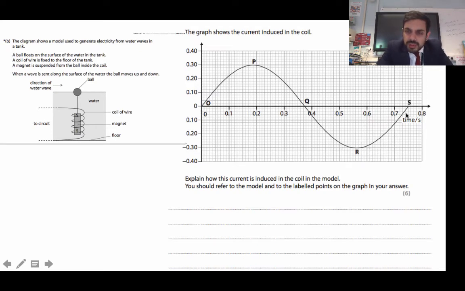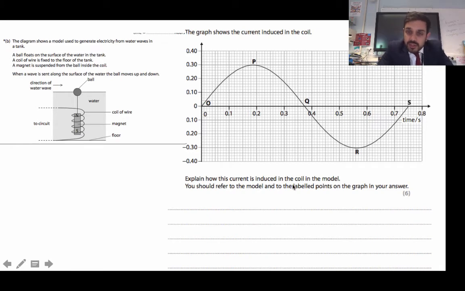It shows you what happens, shows you the current over time. So you see the current goes positive, then negative, then positive and negative. Why? Because the magnet goes in, it goes out, in and out. It's just changing the direction constantly.